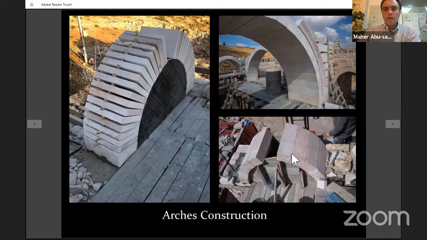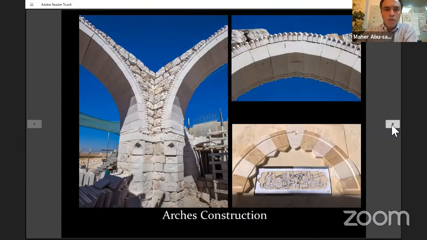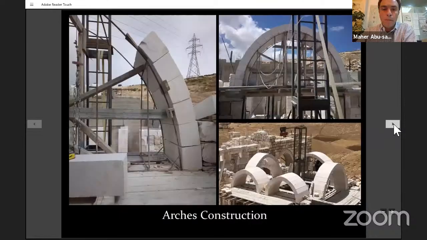Then we try the big stone pieces like this arch, 1 meter width. Here also, you can see the 4 arches, which carry the drum and the dome later on. We have different widths of walls and arches, 75 centimeters, sometimes 1 meter.